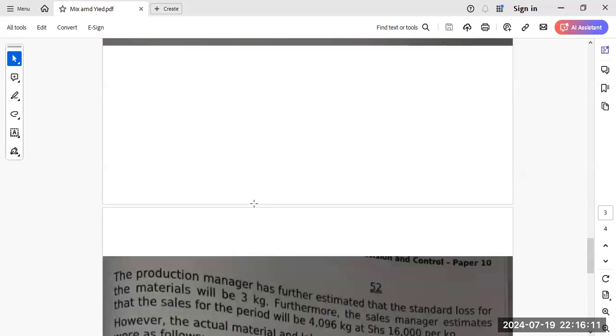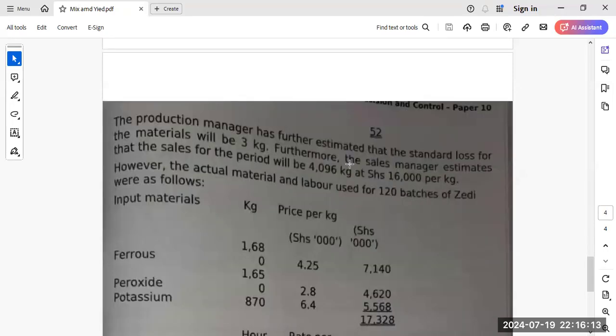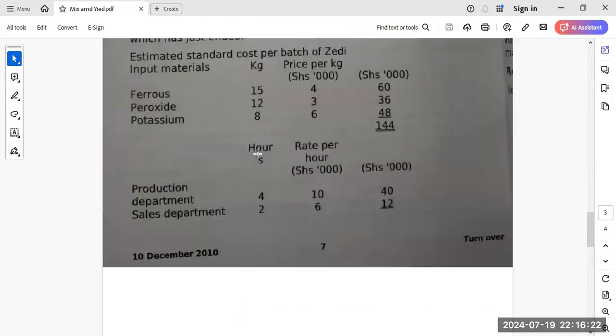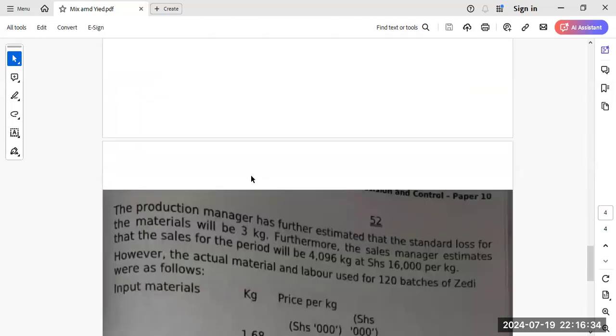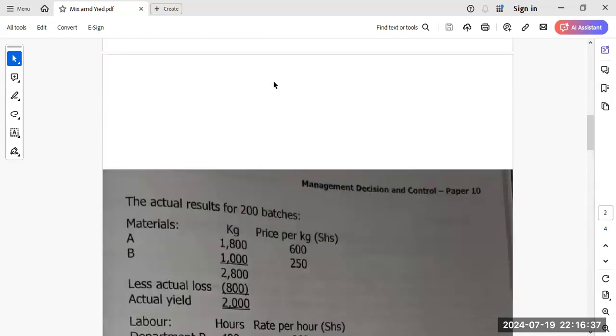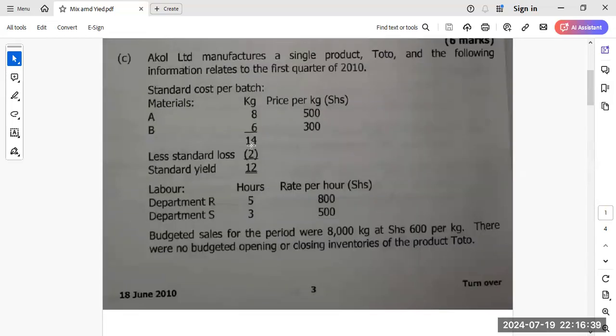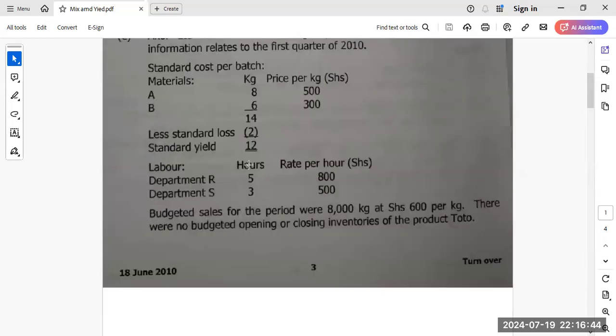But in the additional information, you will actually find the rows. They said that the standard rows for materials will be 3 kg. So when you come back here, you get this total plus this plus this. The answer you get, you raise the rows of 3. Get the total, then you subtract the rows of 3.